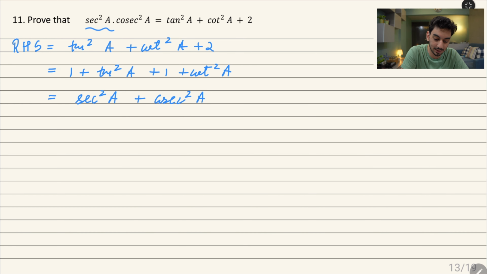Now I just need sec square A times cosec square A, and we have done a similar question in which we wrote the sec square A as 1 upon cos square A and the cosec square A as 1 upon sin square A, cross multiplied, and we got the answer. So I won't be completing this because you can just refer to that question.